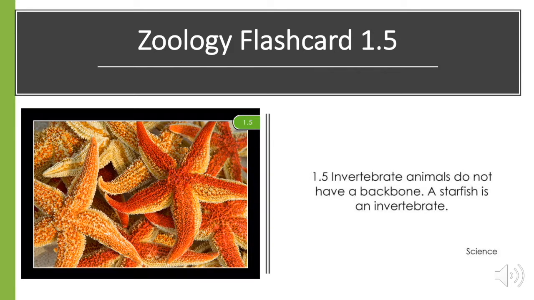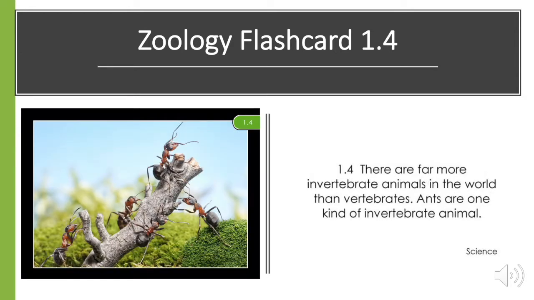Well, that is one of the first important differences between vertebrates and invertebrates that we're going to study, that invertebrate animals do not have a backbone. A starfish is just one example. The other important point is that there are far more invertebrate animals in the world than vertebrates.